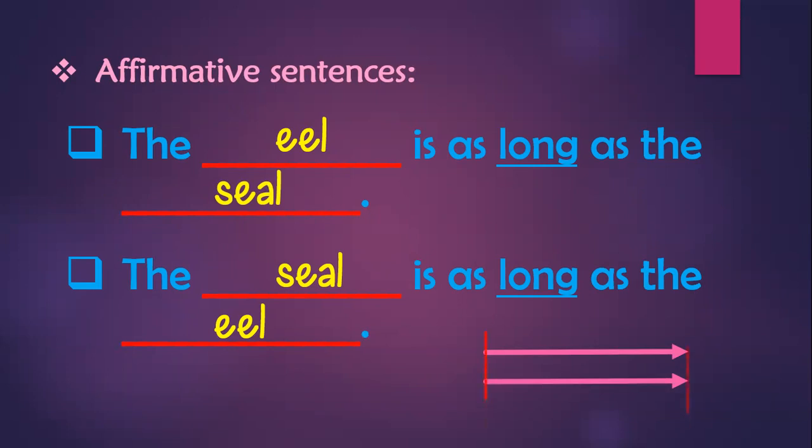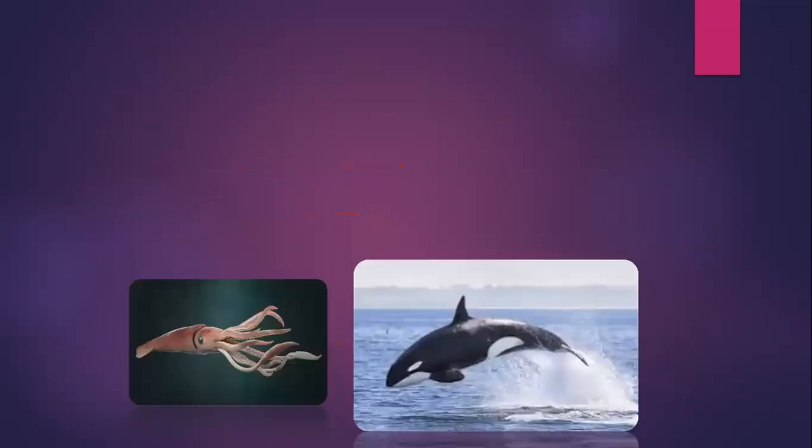As you can see here in these arrows, the first one is the eel. The second one is the seal, and they have the same length. So one more time. We can also say the seal is as long as the eel. They have the same length. Good.